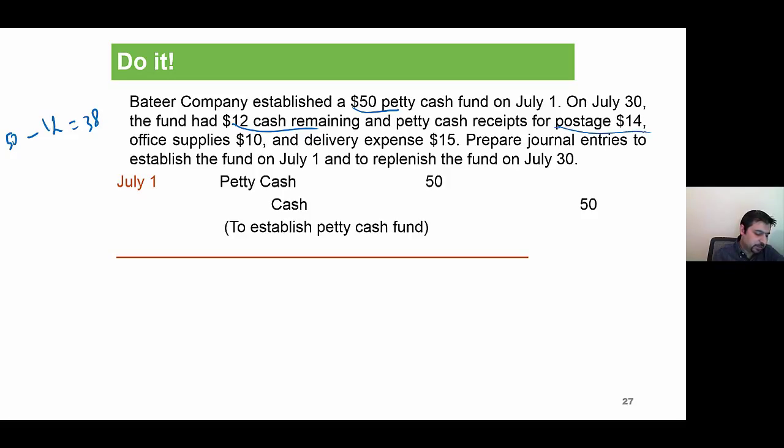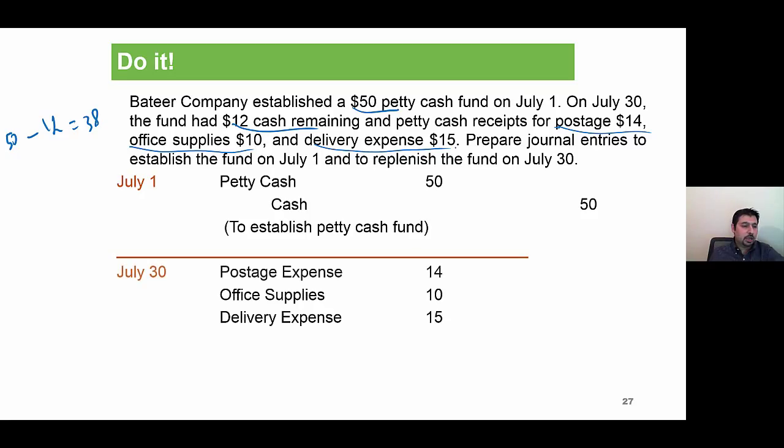Next, the company would debit the expenses. Here we have postage expense, office supplies, and delivery expense. So those expenses would be debited, as well as the purchase of office supplies. It will be postage expense, office supplies, and delivery expense debited 14, 10, and 15 respectively. And then, those were the payments that were made using this petty cash fund. We know that cash will be credited $38.